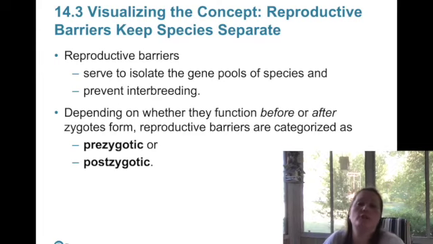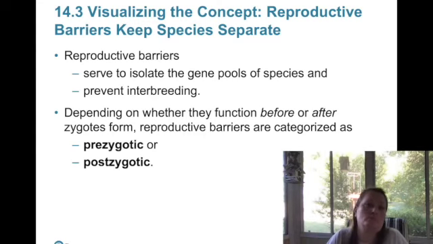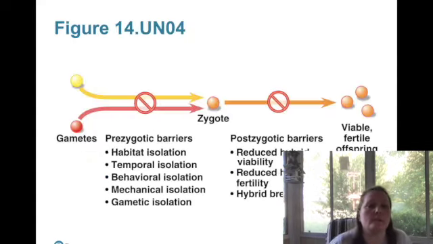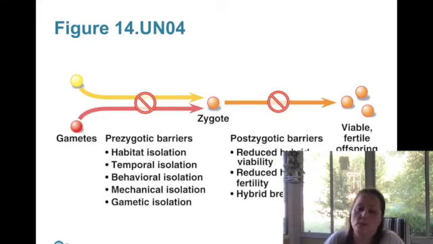Depending on whether they function before or after the zygote forms, that is what indicates whether the barriers are prezygotic or postzygotic. Prezygotic means before the zygote. And so that would be right around the fertilization time. Postzygotic means it happens after fertilization, pretty much. So here you go. We have gametes from mom, gametes from dad, because unless it's asexual, there's always going to be mom and dad. So we have the two gametes.